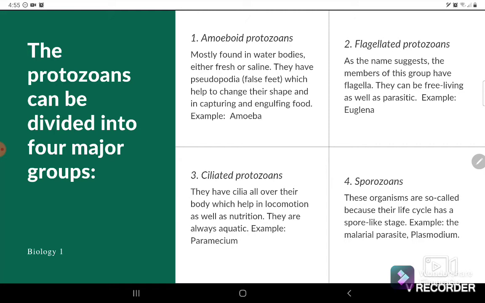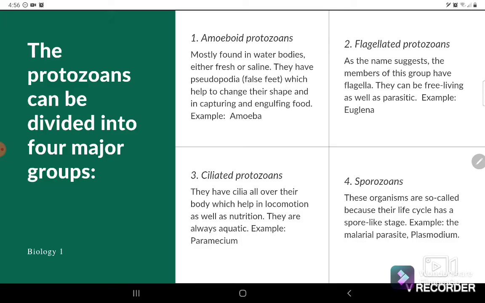They have their own characteristics, and they have commonalities with one another. That is why they are under protozoa. So that is for the three types of protists and the four major groups of protozoans.